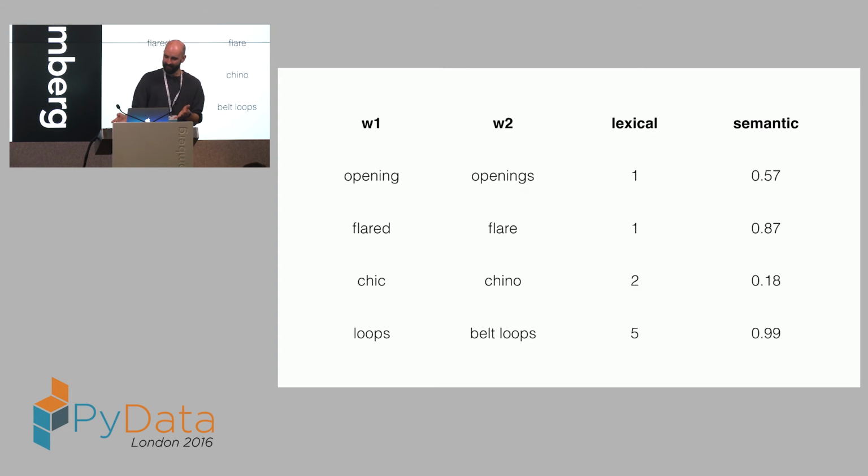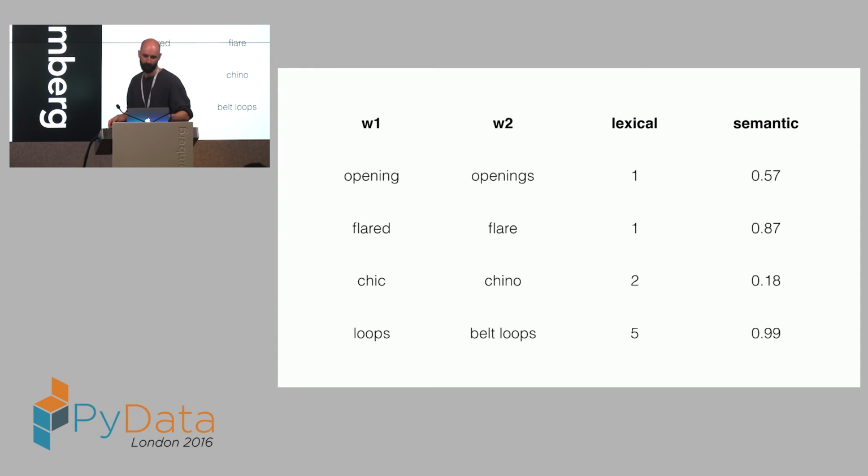Opening and openings are very close in their spelling, but they're actually quite far apart in their meaning in our data. I presume that's because they're used for different sorts of products. Maybe opening is used for trousers, like leg opening, and openings is used for, say, button openings or something like that. Although they look the same, they're used in semantically distinct ways, and that's what learning these representations gets us.